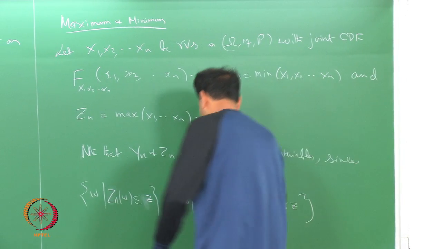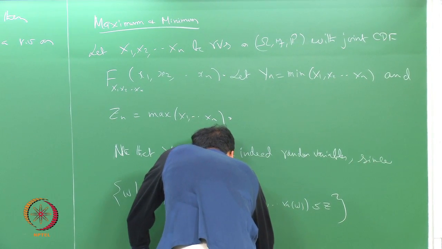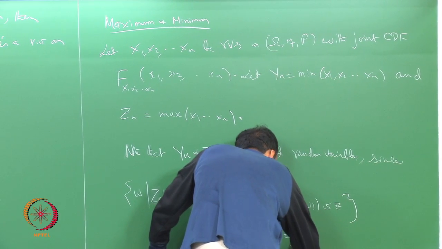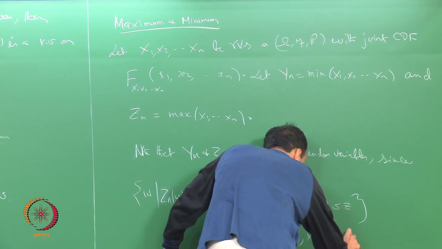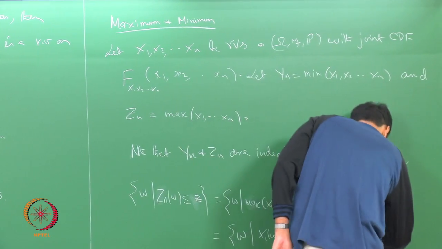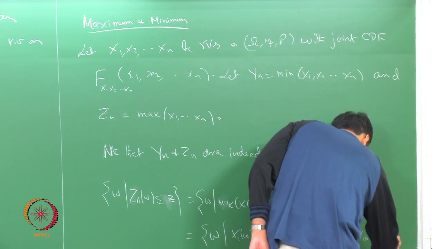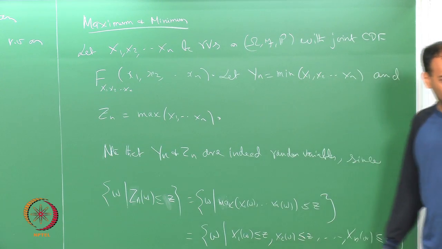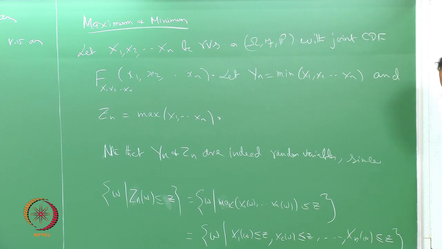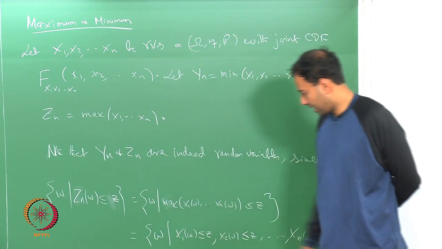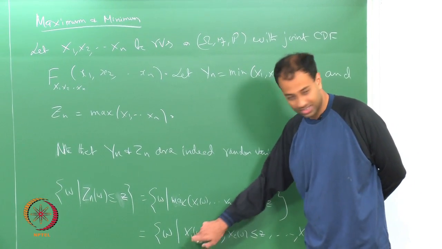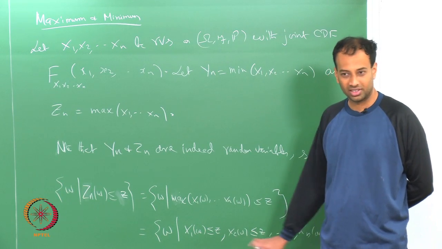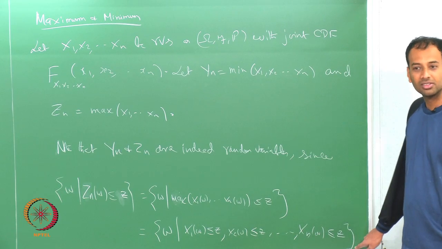So, this is equal to the set of all omegas for which X1 of omega is less than or equal to z and X2 of omega less than or equal to z, dot dot dot, Xn of omega less than or equal to z. So, when I write comma, I mean intersection, right. What I actually mean is the intersection over i equal to 1 to n of omega such that Xi of omega is less than or equal to z, that is it, fine, with me so far.